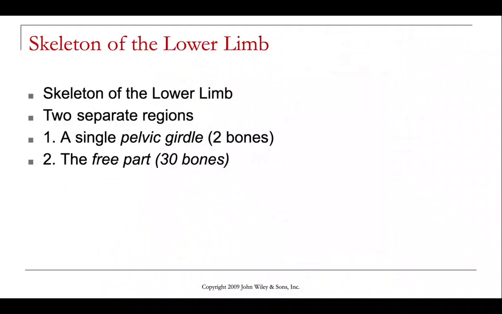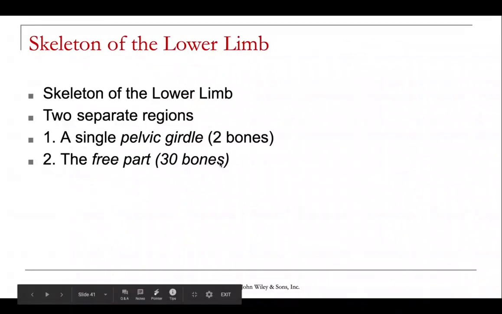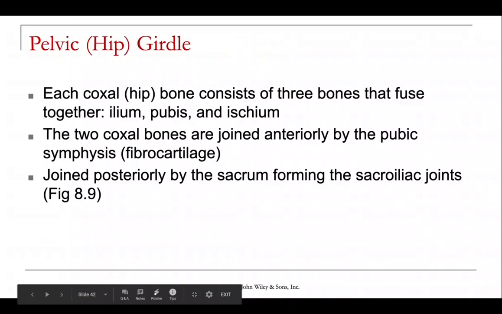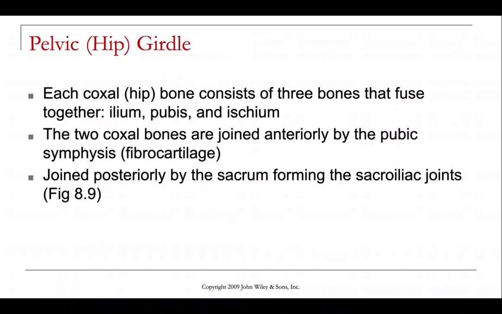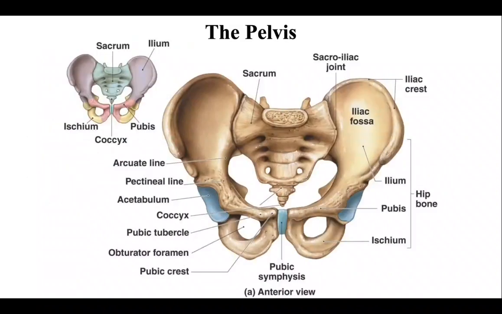So for the lower limb, you've got 2 separate regions, the pelvic girdle, which is 2 bones, and then the free part, which is 30 bones. So the hip bones are the coxae, and are going to be made up of 3 bones that are fused together, the ilium, pubis, and ischium. They're joined anteriorly by the pubic symphysis, which is fibrocartilage. And then they're joined posteriorly by the sacrum, and that forms your sacroiliac joints or SI joints.